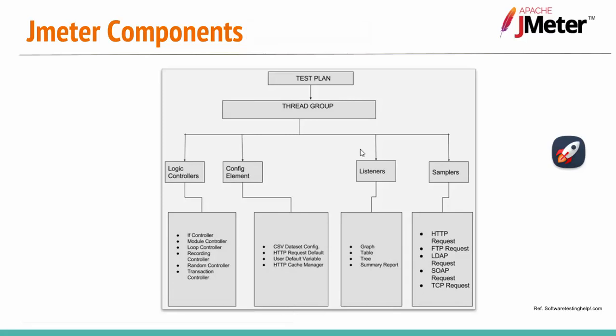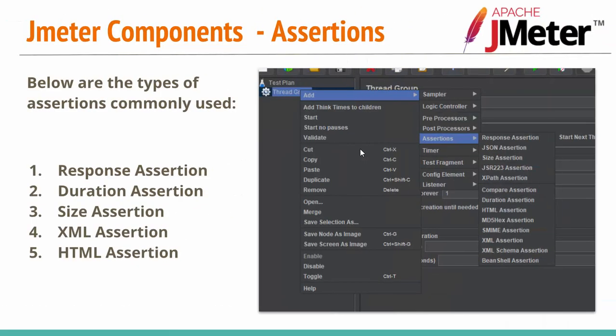So this is the structure of JMeter components, or you can say just a full-fledged JMeter project. We have a test plan, we have thread groups, and after that we are followed by certain JMeter components that we are going to discuss. So let's move on to assertion.